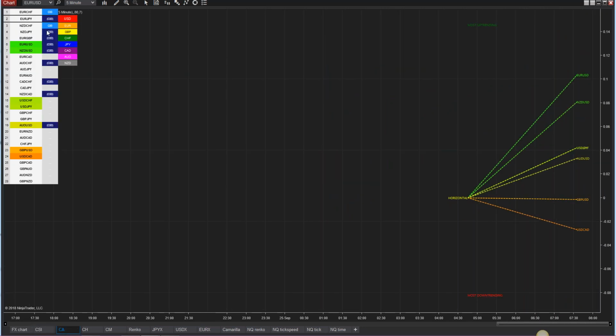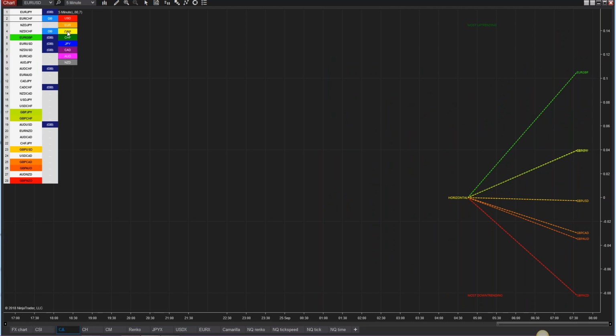Just have a quick look at the currency array. Let's just isolate out the pound. And it's quite interesting. This is on 5 minutes. The most heavily bearish is the pound New Zealand. So we've got the strongest selling is actually against the New Zealand dollar down here. And the pound yen is actually owning up here.